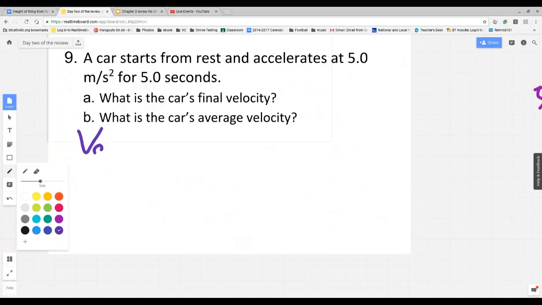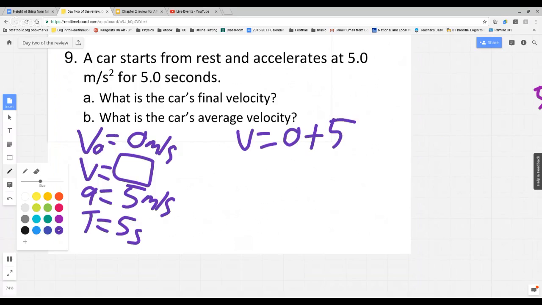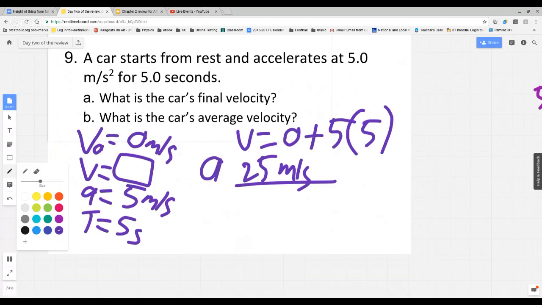Same equation. We're just solving for something different. It's still the fourth equation. v equals what we want: 0 plus 5 times 5, which is 25. So for A, it is 25 meters per second.